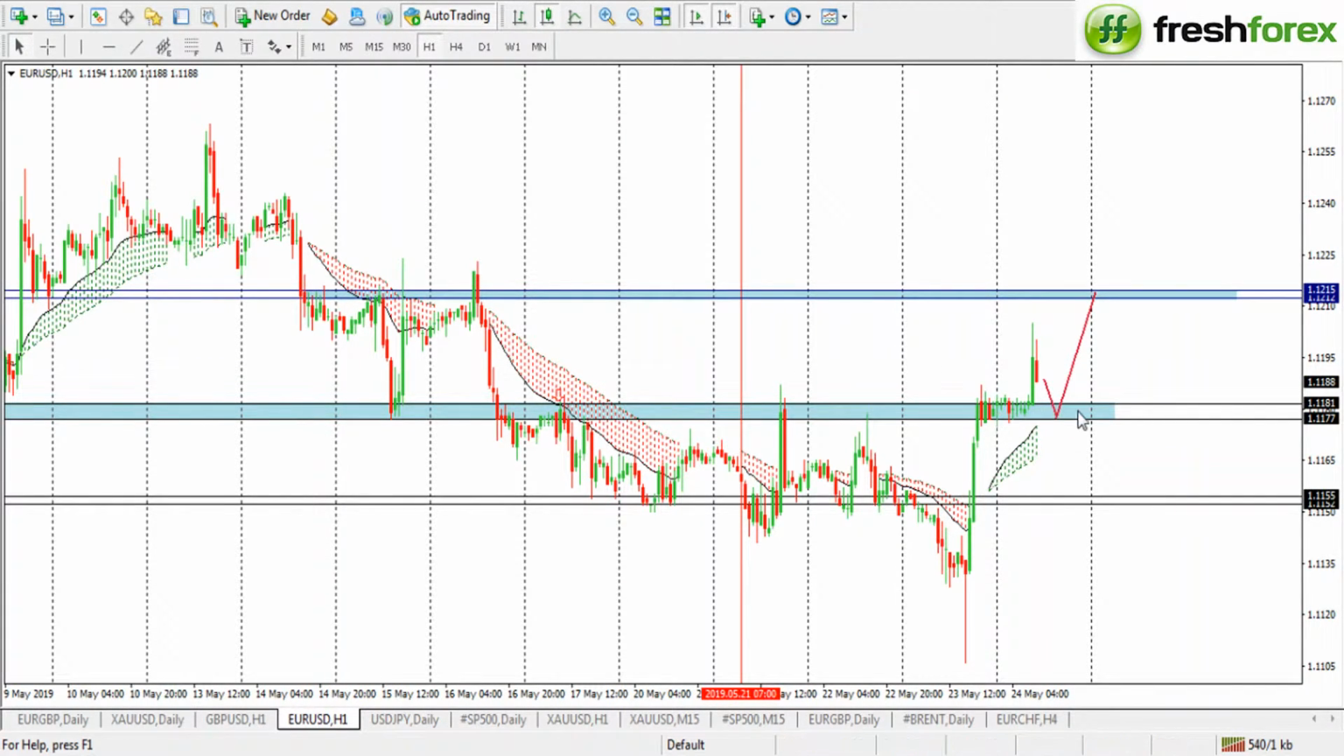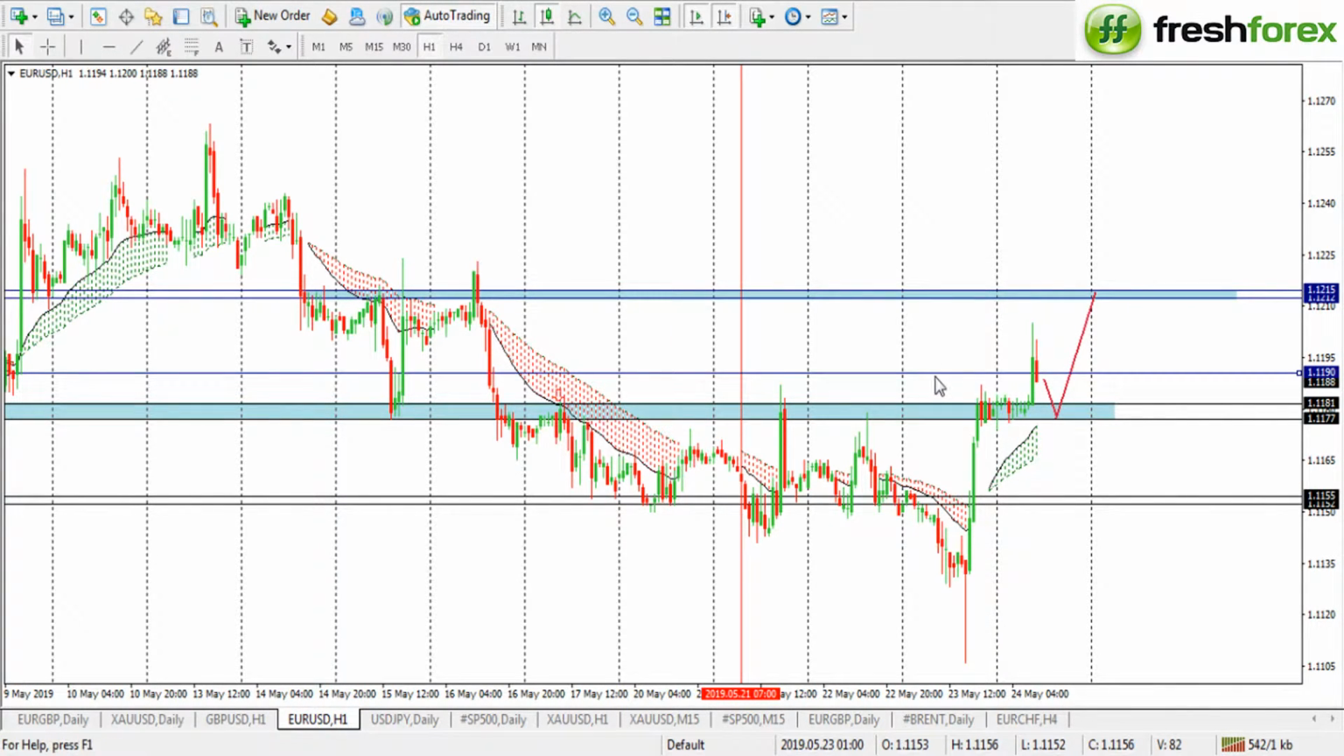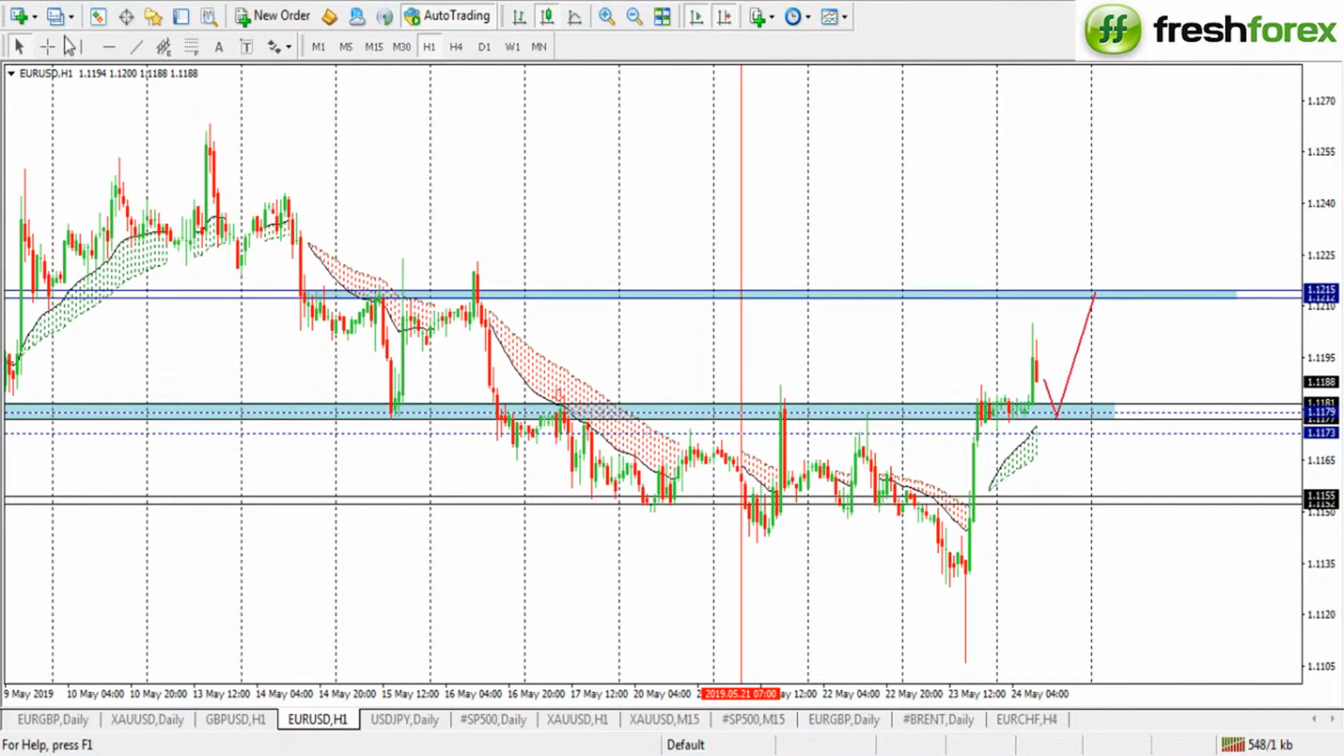Have your pending buy limit within this zone, and then have your stop loss. Then you should have your take profit around this point. So you have your buy limit, your stop loss, and then the take profit on top.